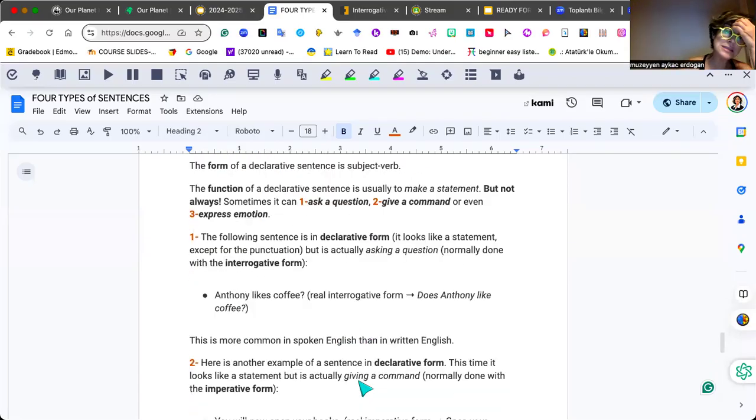Yani the following sentence is in declarative form. Yani actually it looks like a statement. It is giving the information except for the punctuation, but it is actually asking a question. Yani normally we make question sentences by using interrogative form, ama we can also make question sentences by using a declarative sentence, as in the example. Mesela yani how you understand that a sentence is a question sentence, even if it is a declarative form.